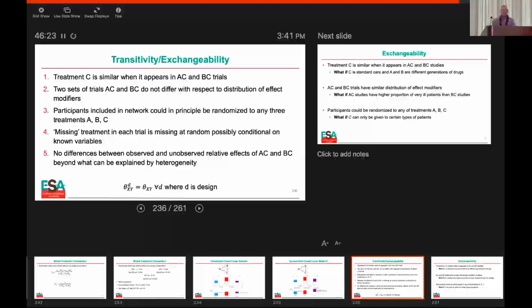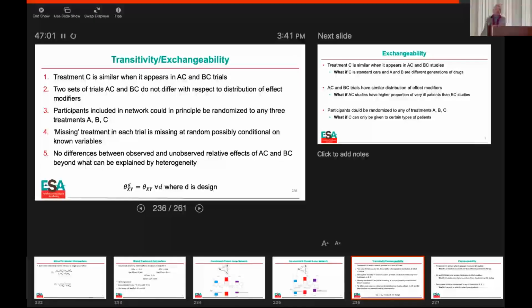So this assumption of transitivity means that the effect of treatment C is similar whether it appears in the AC or the BC trials. If, for example, treatment C is given differently in the AC trials than in the BC trials, for example, a high dose in one and a low dose in another, then you might have some inconsistency because these studies are not exchangeable.